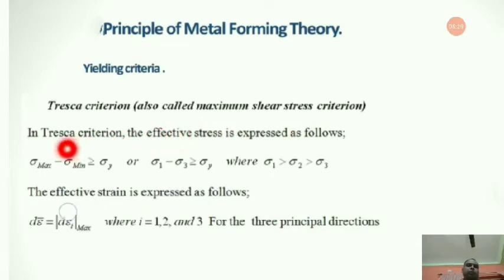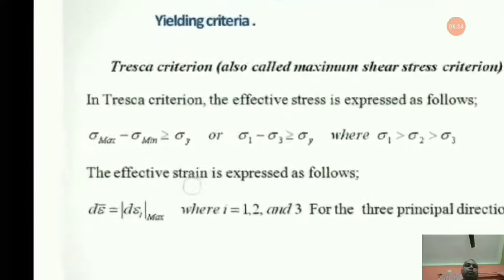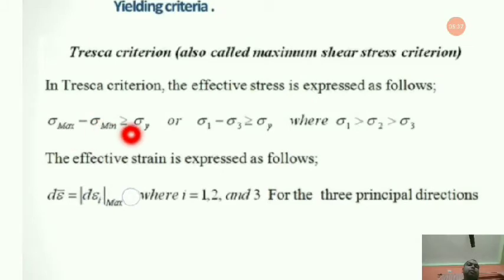Okay, so in the Tresca criterion, the effective stress is given as sigma max minus sigma min, which should be greater than or equal to sigma y, or sigma 1 minus sigma 3. Look, this sigma 1 and sigma 3 are the maximum stresses. Actually, this is the shear stress criterion. So sigma 1 and sigma 3, this one is a shear stress.